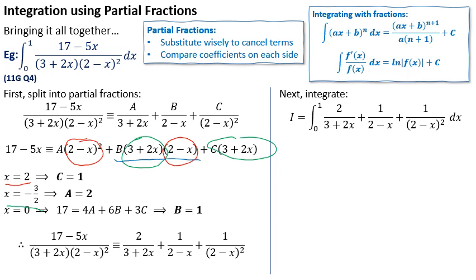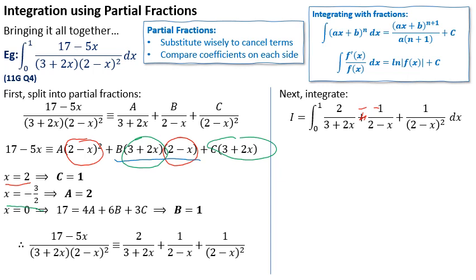The first one, for instance, 2 over 3 add 2x. Well, fortunately for us, the derivative of 3 add 2x is 2. So that one perfectly matches the appropriate format. We're going to get ln of the denominator. The next one almost matches. The denominator is 2 minus x, so the derivative is minus 1. So we'll need a minus 1 on top. Well, all we need to do is change the 1 to a minus 1 and change the plus to a minus. And then we're sorted. That now matches the format.